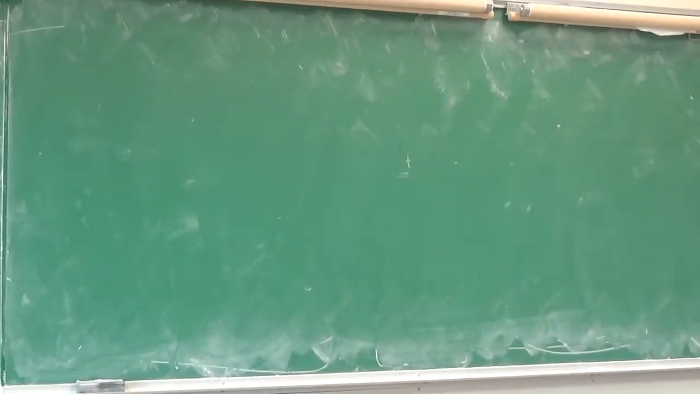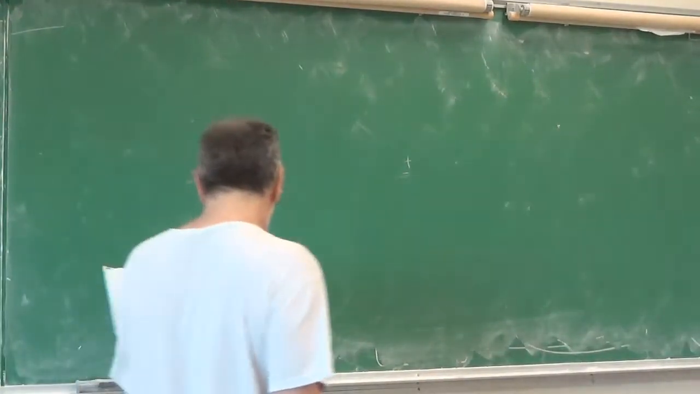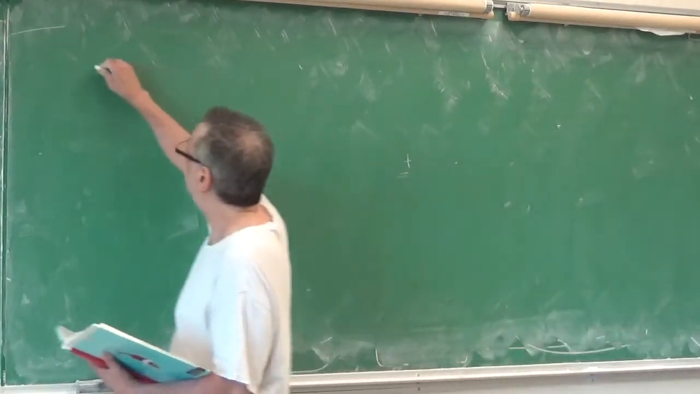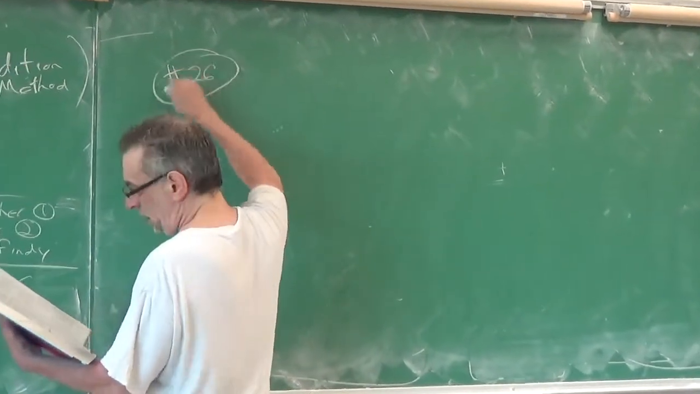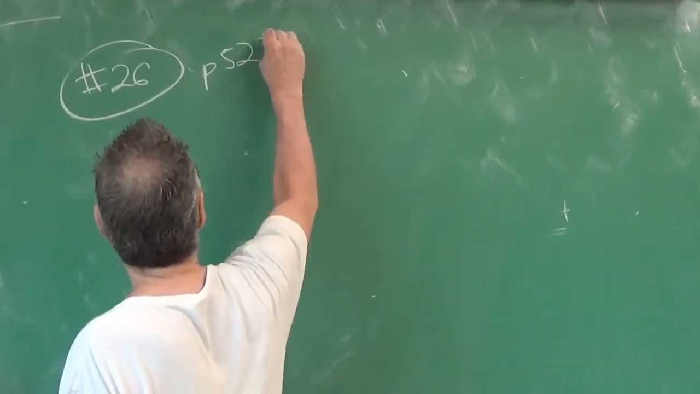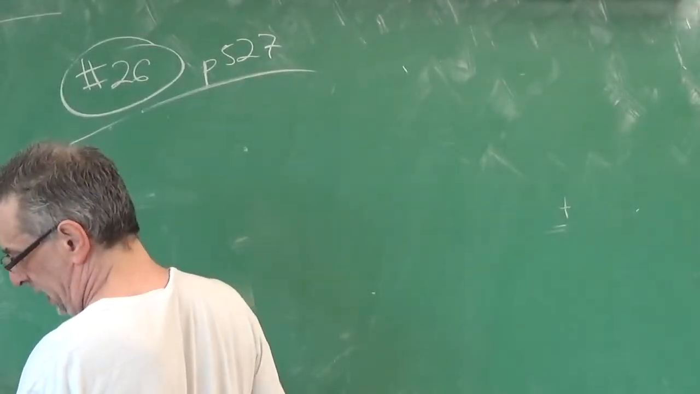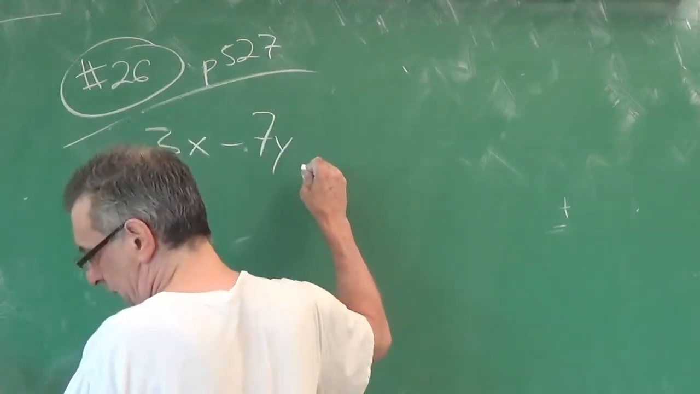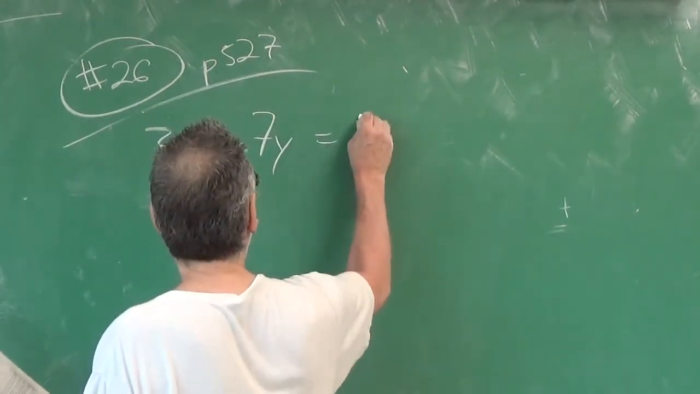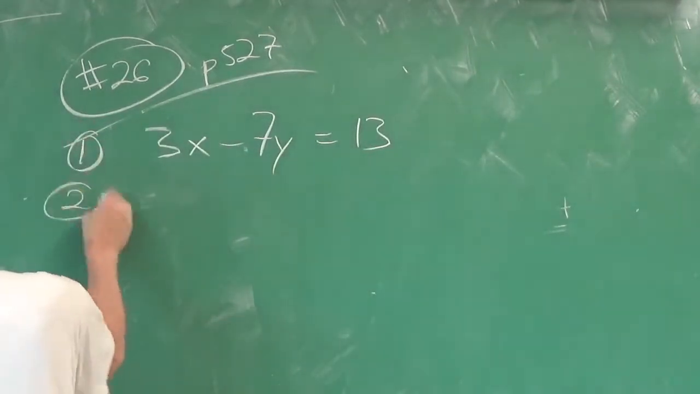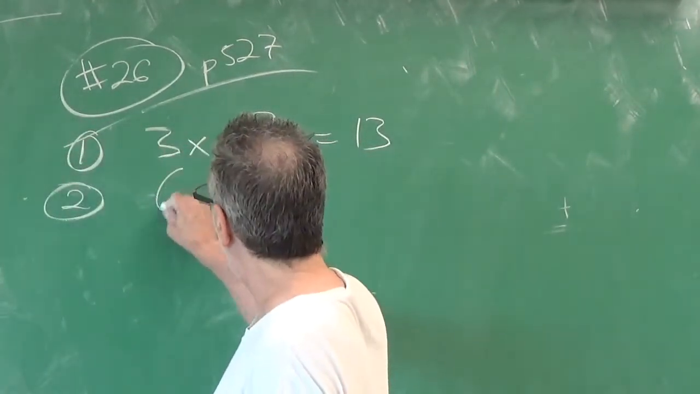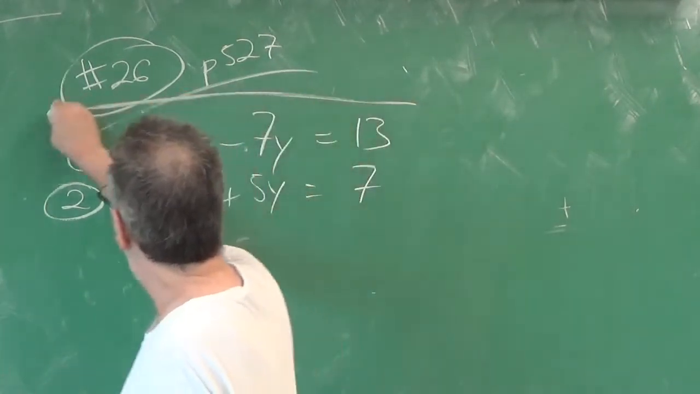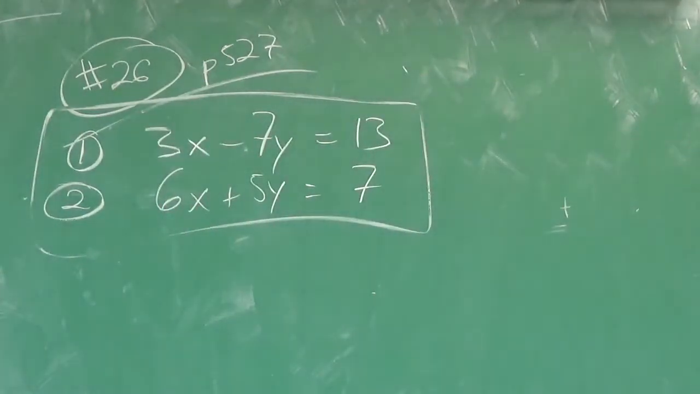So let's look at number 26 on page 527, and again we have a system of two equations. Equation 1, 3x minus 7y is 13. Call that equation 1. And equation 2, 6x plus 5y is 7. All right, so there's a system of two equations with two unknowns.